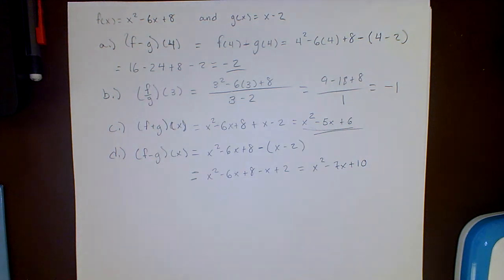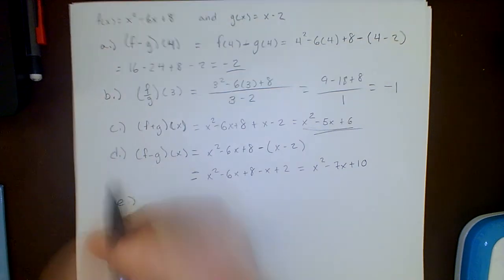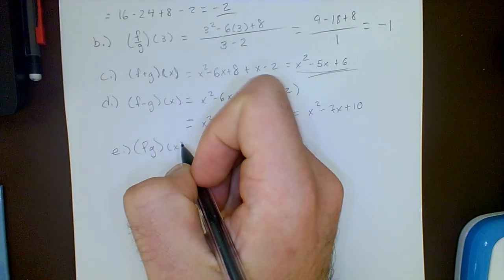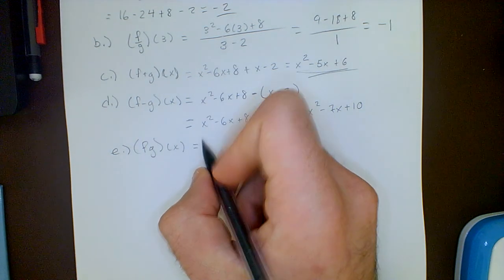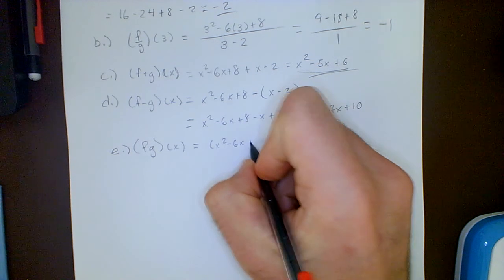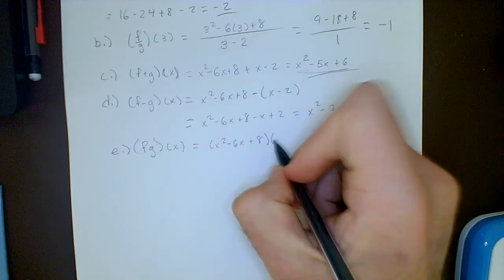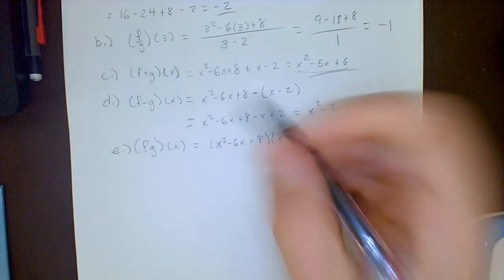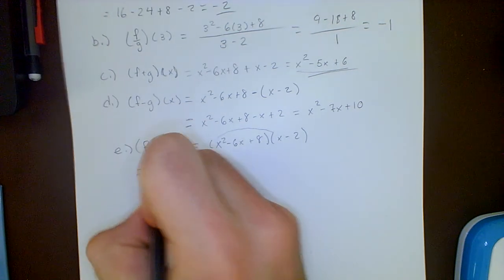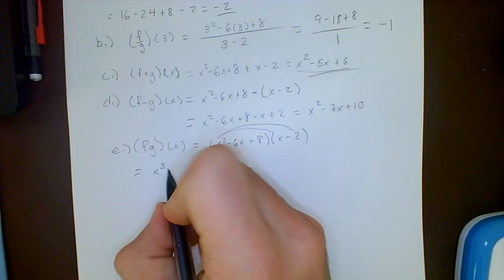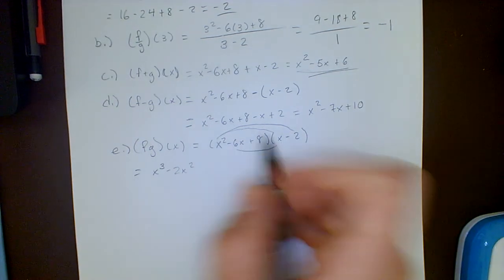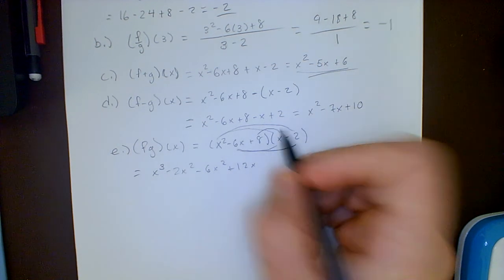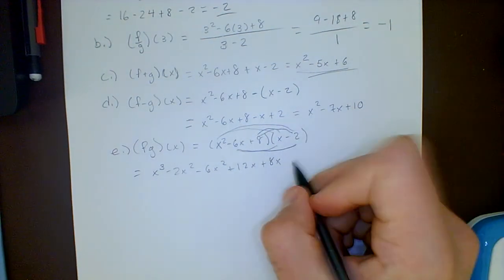Okay. Alright, now let's do a multiplication. So we have e, f times g of x. So this is x squared minus 6x plus 8 times x minus 2. So we've got to do some foiling here, right? So we get an x cubed from the first term and a minus 2x squared, minus 6x squared, plus 12x, plus 8x, and then finally minus 16.